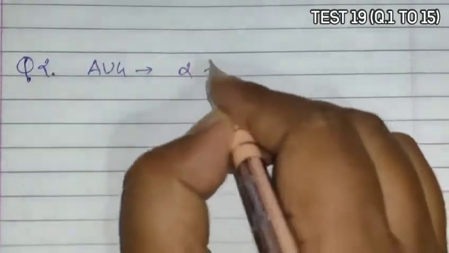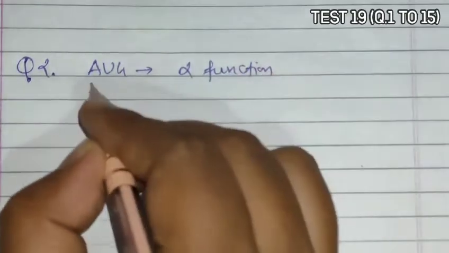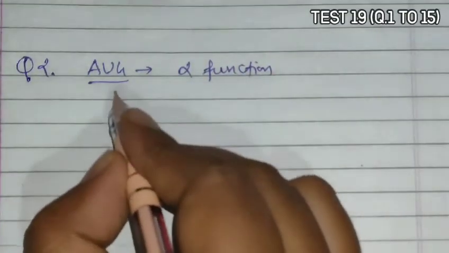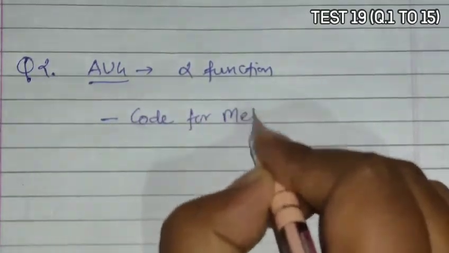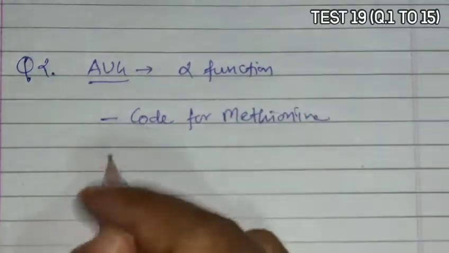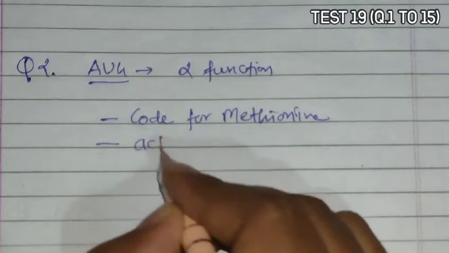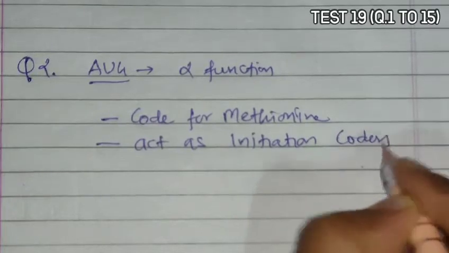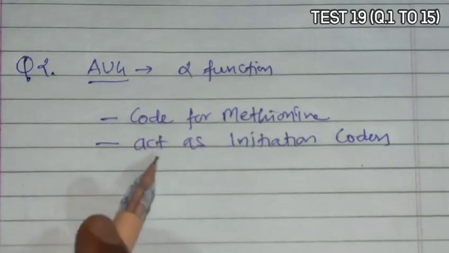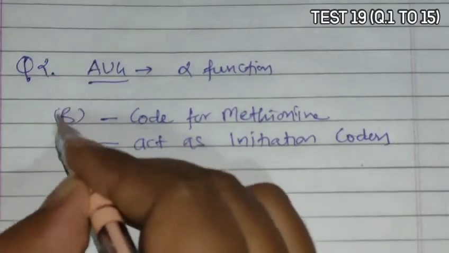Next is question 2. Question 2 asks that AUG performs two functions. One, it codes for methionine, and it acts as initiation codon. So it codes for methionine and it acts as initiation codon. So option B is the correct answer for AUG.